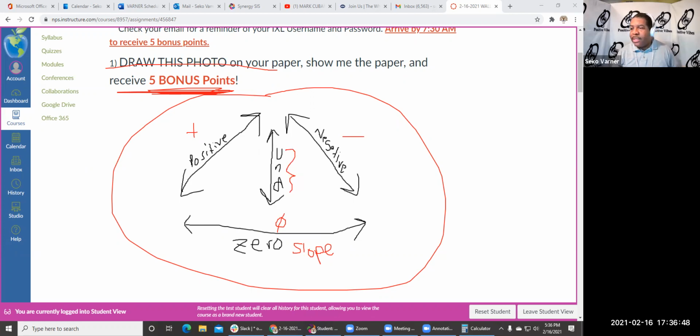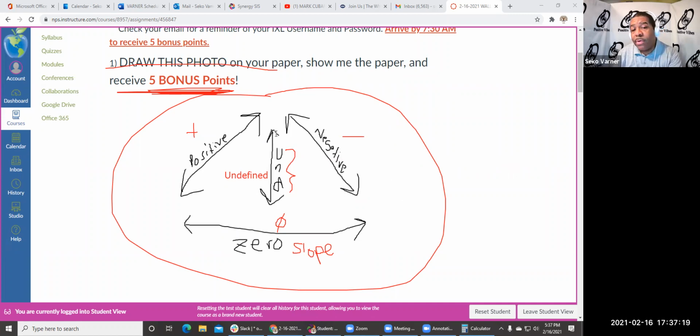And what does UND stand for? That stands for undefined. I may have spelled it incorrectly, but you understand what I'm talking about. We'll put that right here, undefined. Okay, and the reason we do that is because we want you to know the different types of slopes. We have basically 4 types of slopes: the positive slope, the negative slope, the undefined slope, and the zero slope.